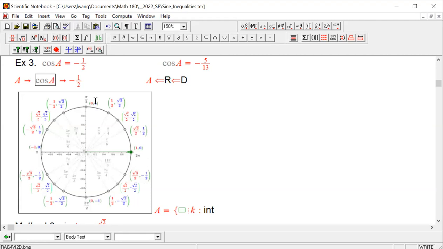So on the unit circle, we have a negative half. Where's negative half? Let's find it. Look for it. Oh, I see one negative half here, and I saw another one. So we found the terminals. These two terminals are DRA. We found these two terminals. How do we get to those terminals? That's the question.